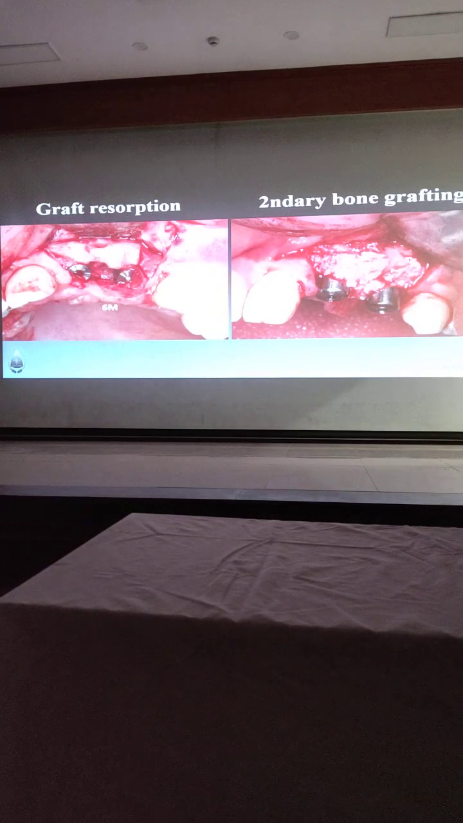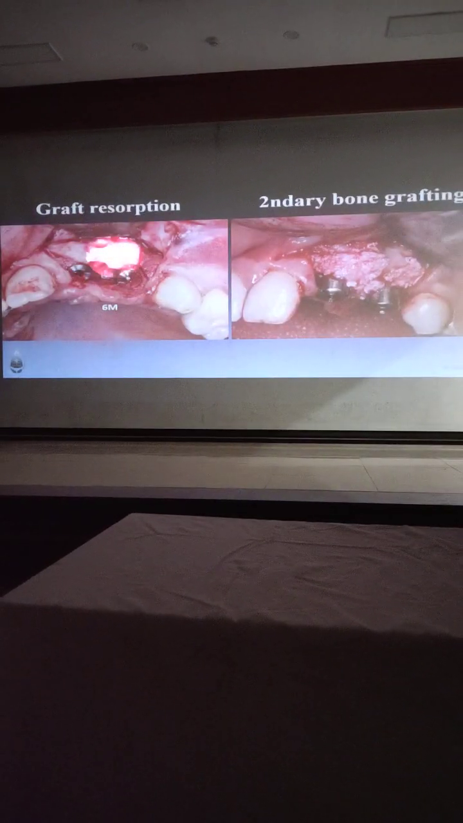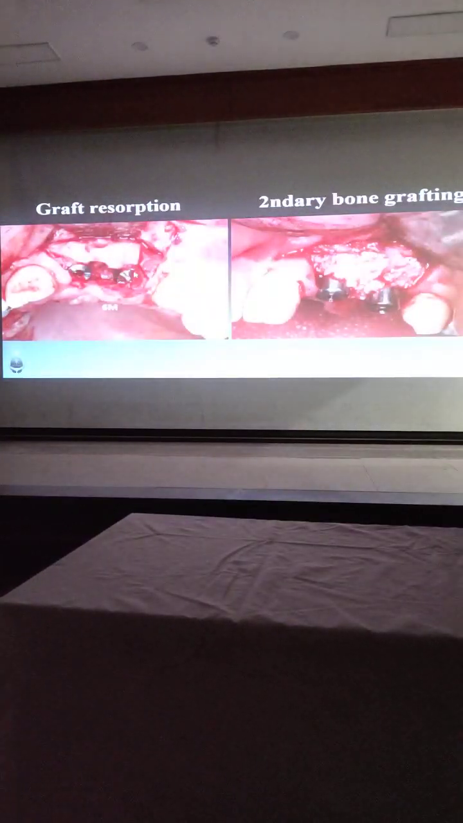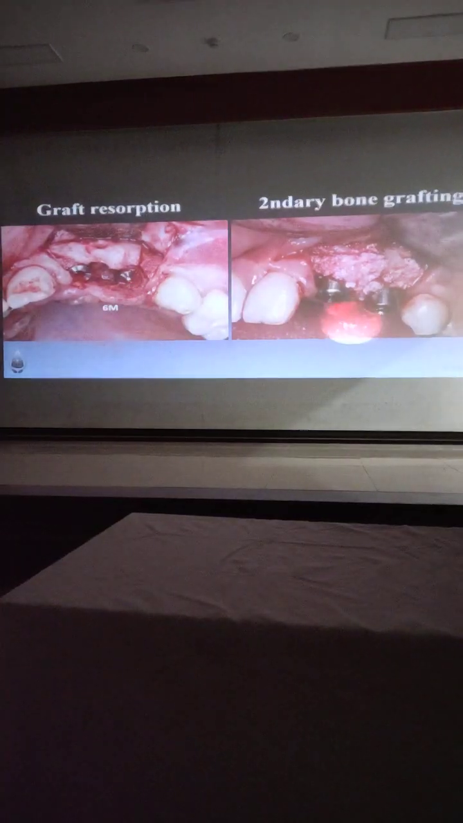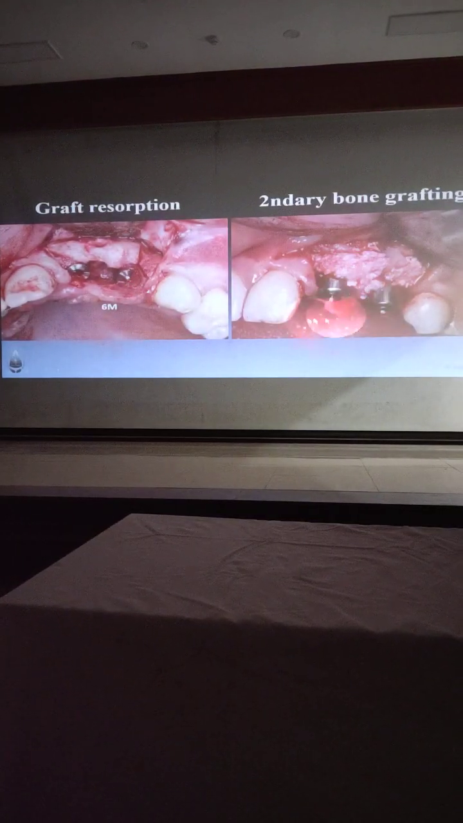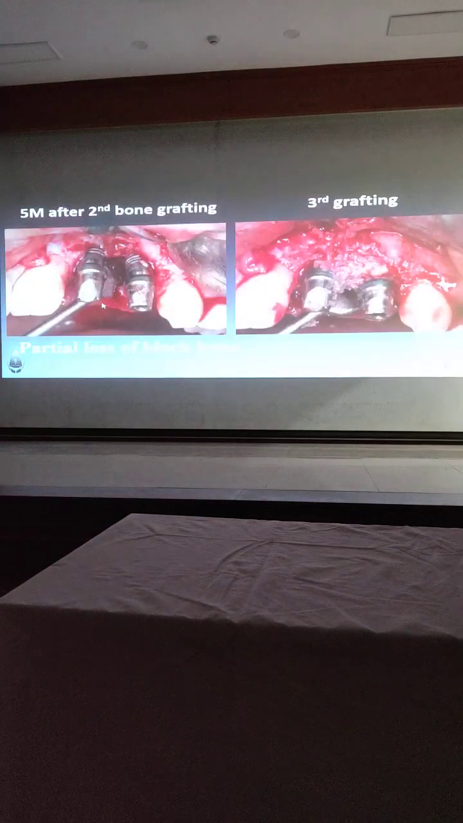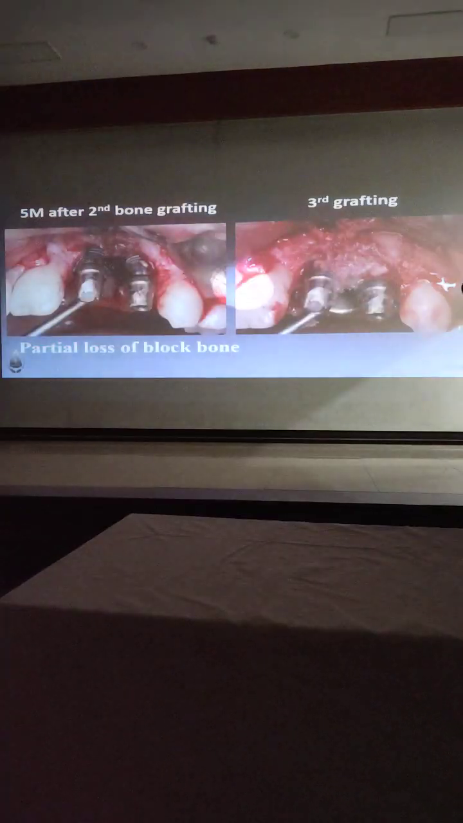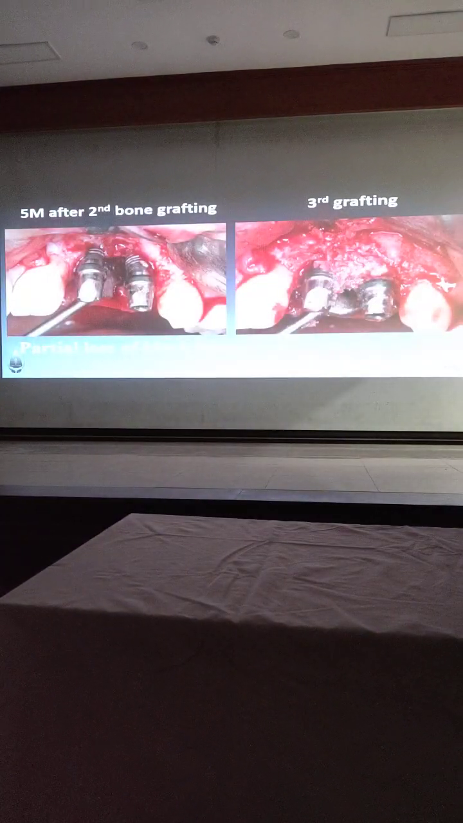After 6 months, really, the volume was resorbed again. I was very surprised, embarrassed to see the results. So I did the secondary bone grafting on the ridge. Another 5 months healing. All the bone was on the way. Wow, I was very shocked. So I did a third graft.